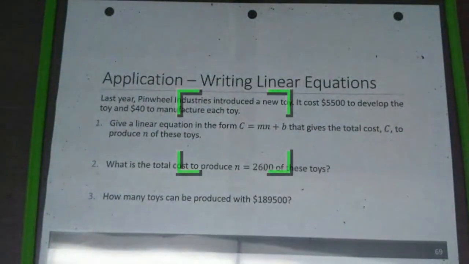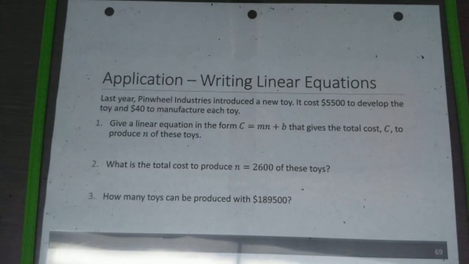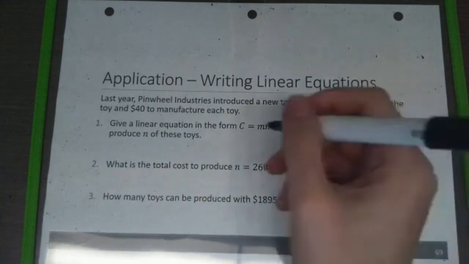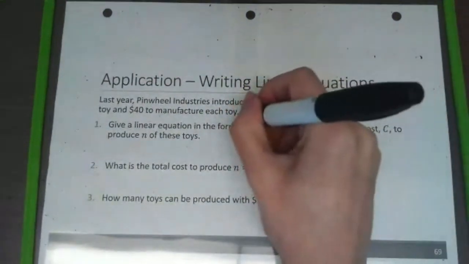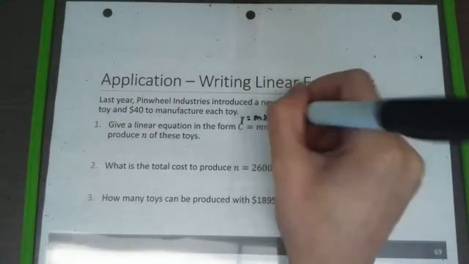Last year, Pinwheel Industries introduced a new toy. It cost $5,500 to develop the toy and $40 to manufacture each toy. Give a linear equation C equals mn plus b that gives the total cost C to produce n of these toys. So you'll notice this looks like y equals mx plus b.